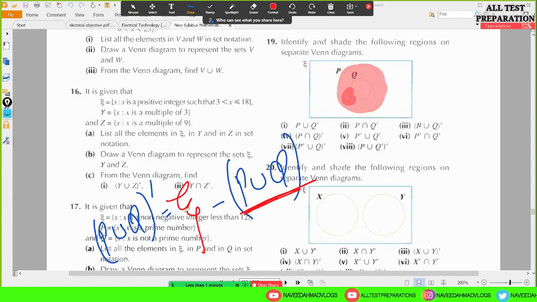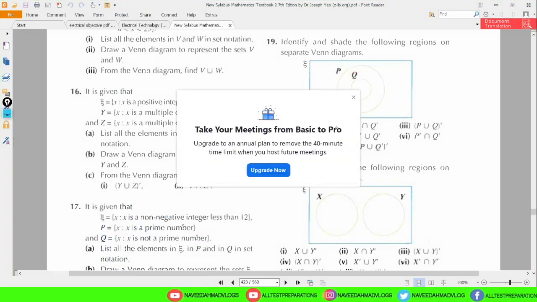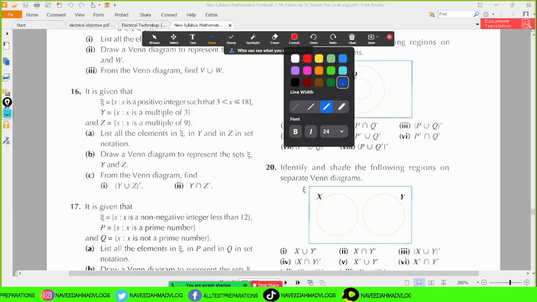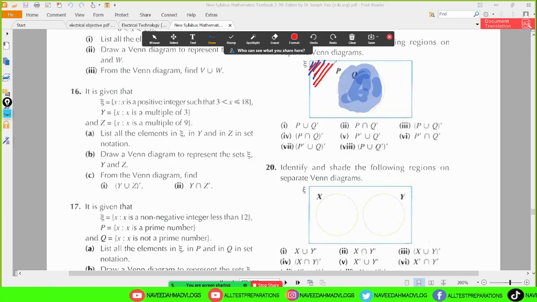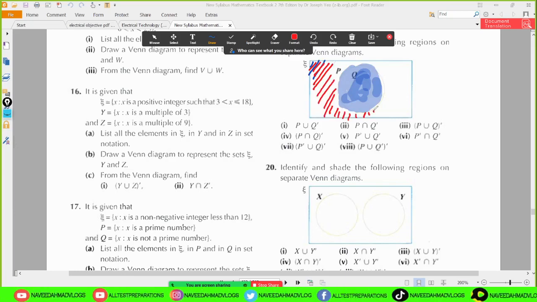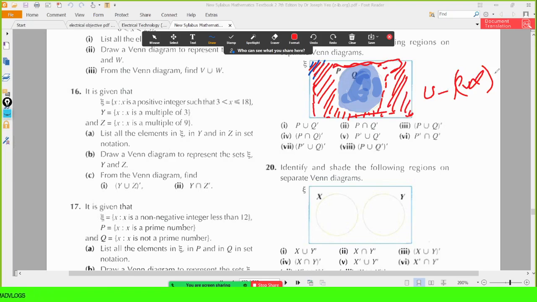Now you minus this area, it means that unit which is not this area. Okay, so it means the P union Q bar will be this area. This is your final answer, the red one. This area is your P union Q bar. U minus (P union Q) area you have to find, so this will be your P union Q bar, okay.